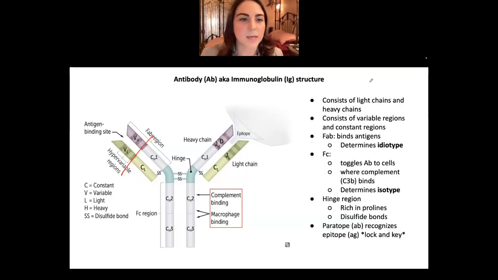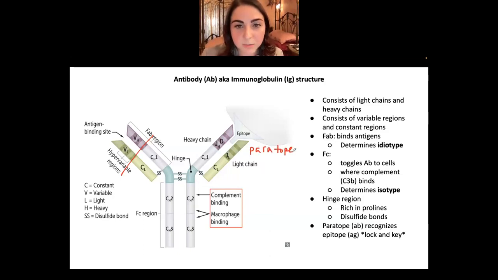So we talked about this. The Fab is what's binding the actual antigen. Specifically, remember we talked about how it's a paratope binding to an epitope. The epitope is the exact amino acid sequence on the antigen that the paratope on the antibody recognizes. So it's just that terminology again.